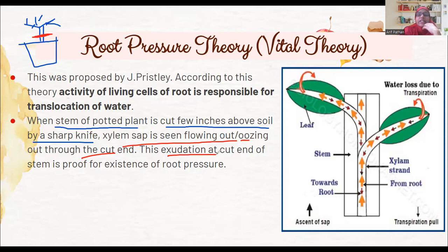This oozing out, or exudation, at the cut end of the stem is proof that root pressure exists. There is a pressure created by the root which is sending the ascent of sap, xylem sap. We now know what sap is: water dissolves the minerals that are there in the xylem. So this is proof that root pressure is existing.